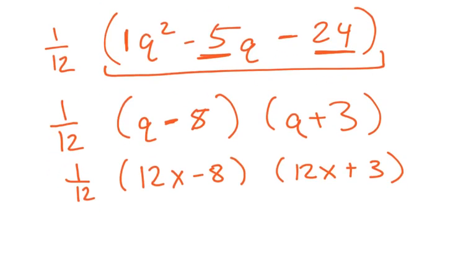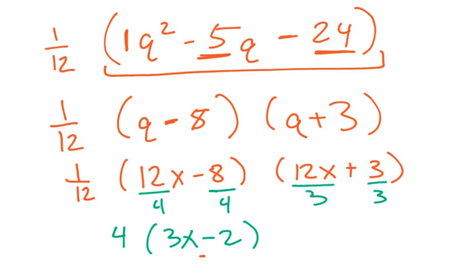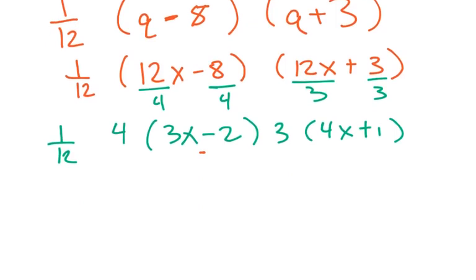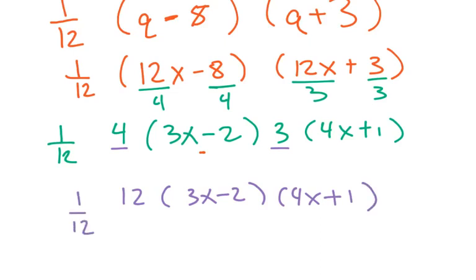And what we can see here is that we can take what these have in common, which is a 4. We can factor that out, and that'll leave me with 3x minus 2. And over here we can factor out a 3, and this will leave me with 3 times 4x plus 1. And now we can rewrite, since 4 times 3 is 12, and we have the 1/12 on the side here, to finish it off, these will divide out, and I'll be left with my answer.